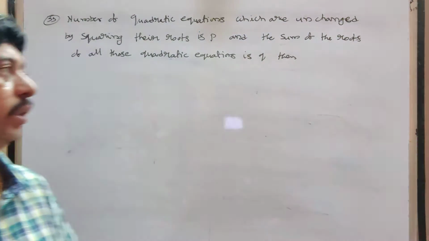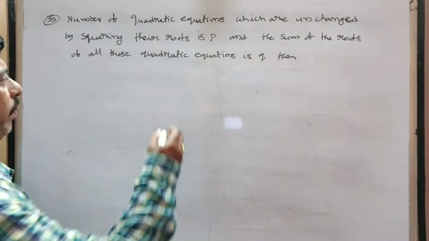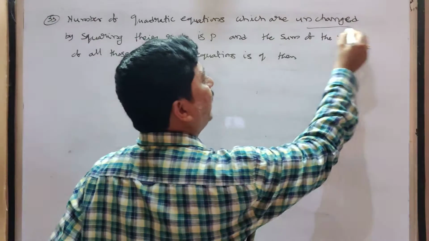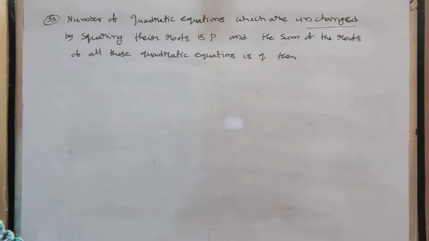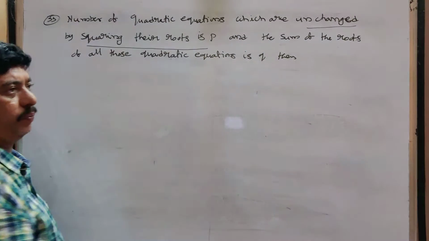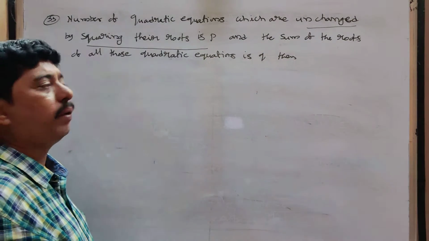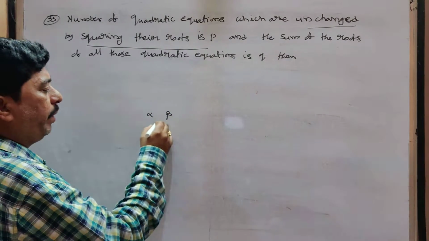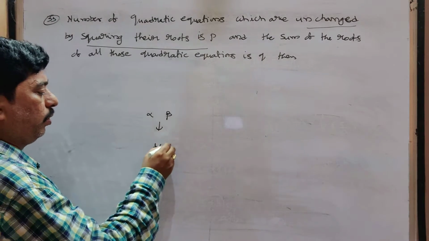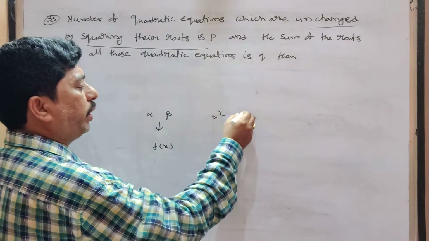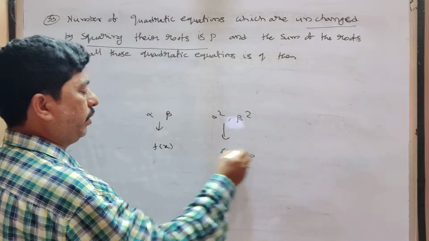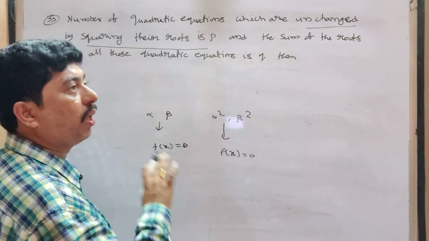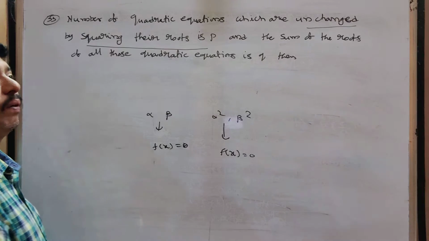Coming to the next question, 33rd. Number of quadratic equations which are unchanged by squaring their roots is p. Suppose alpha, beta is there. Alpha, beta has the equation, one equation we get. Alpha square, beta square also we get the same equation. Meaning is, if we take the square of the roots, we get the equation does not change.